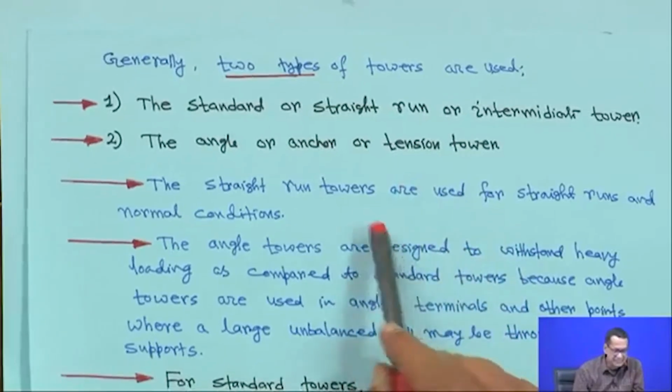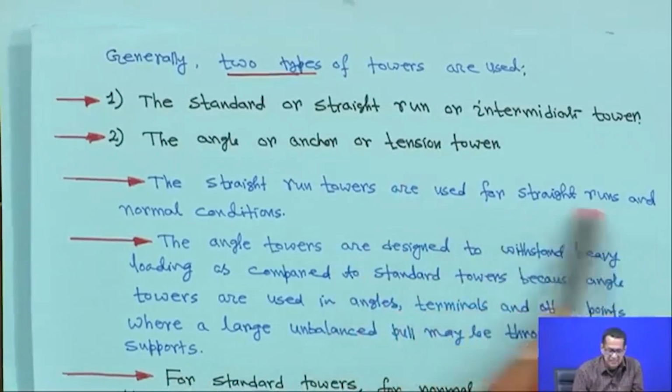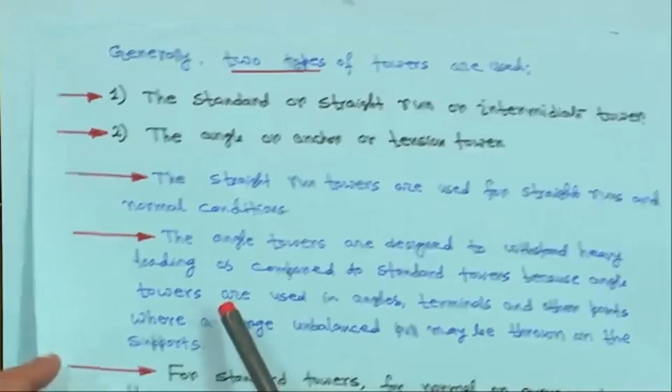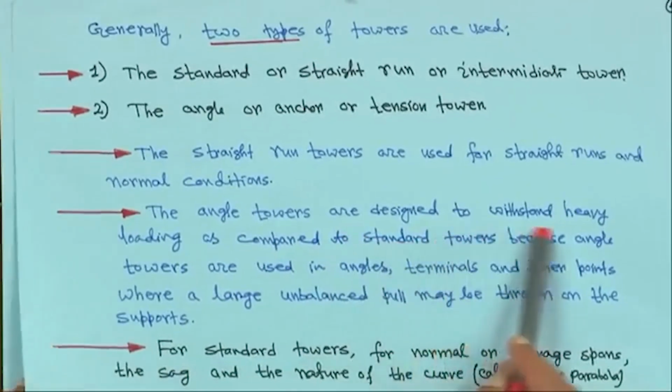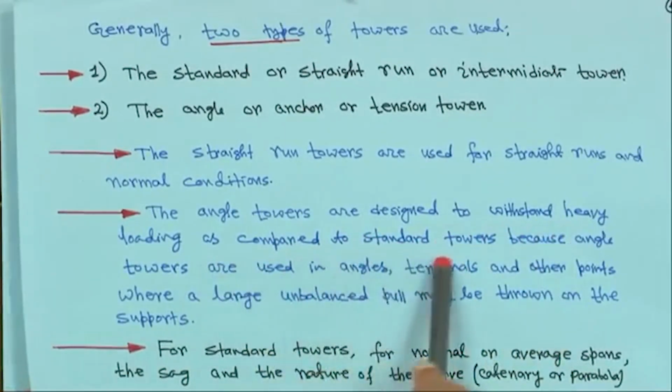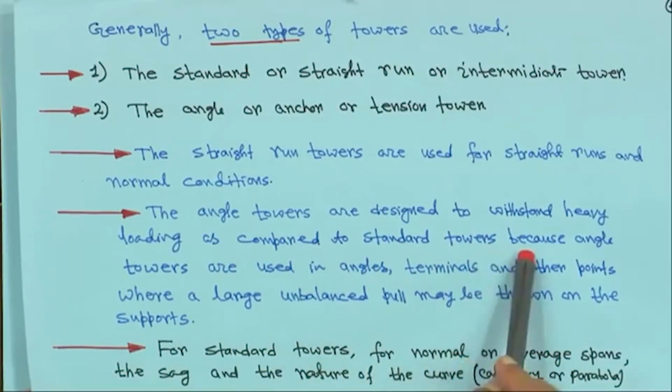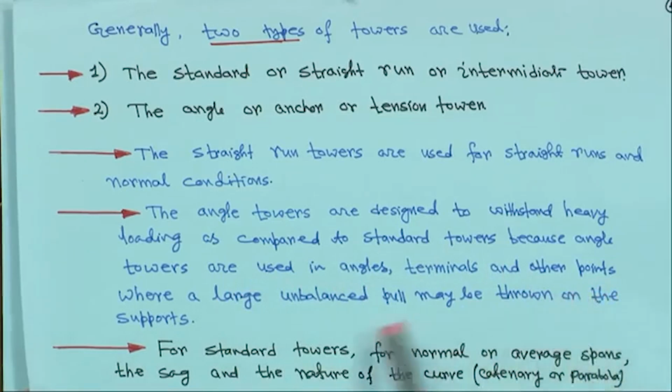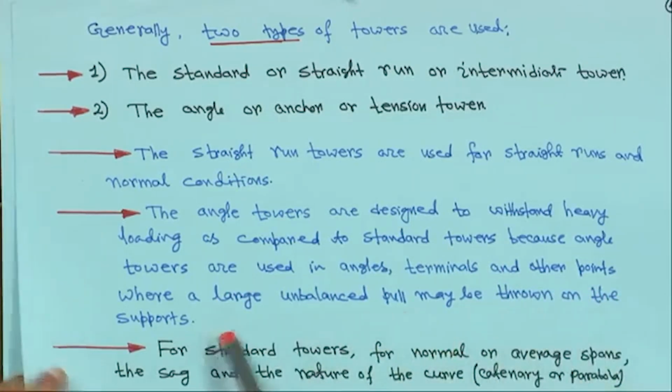So, the straight run towers are used for straight runs and normal conditions, whereas the angle towers are designed to withstand heavy loading as compared to the standard towers, because angle towers are used in angles, terminals and other points where a large unbalanced pull may be thrown on the support.